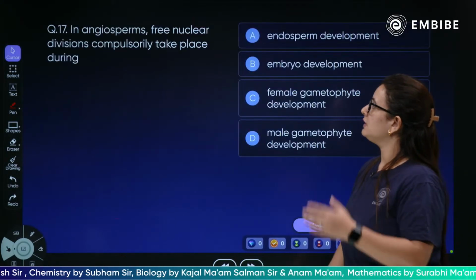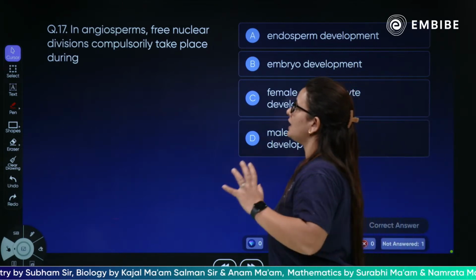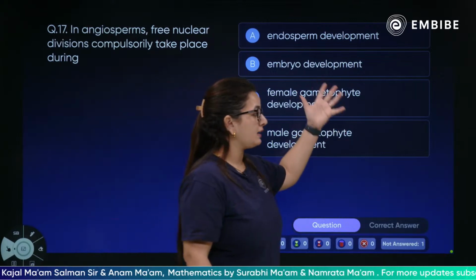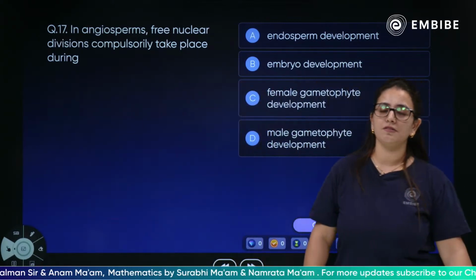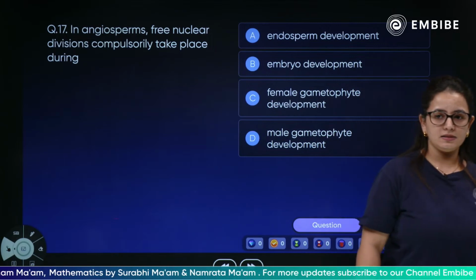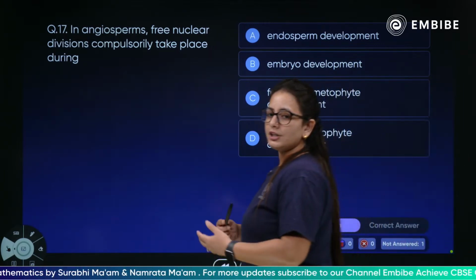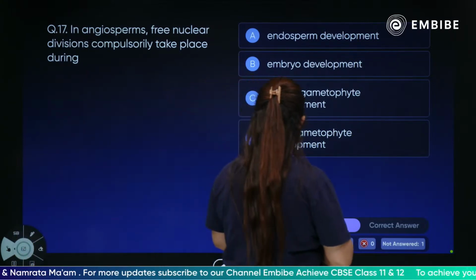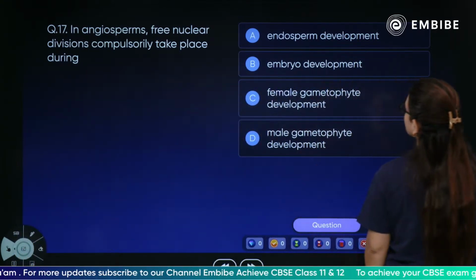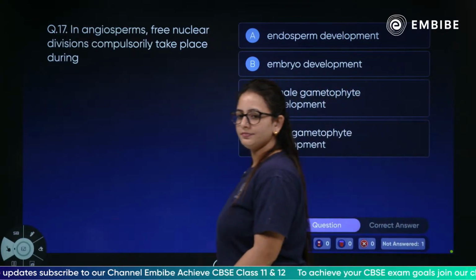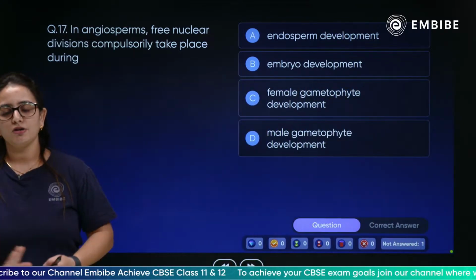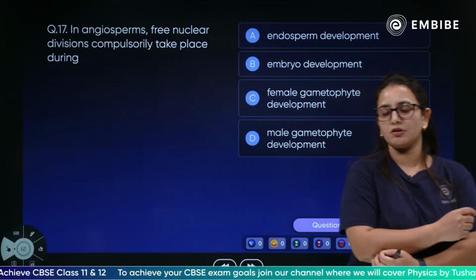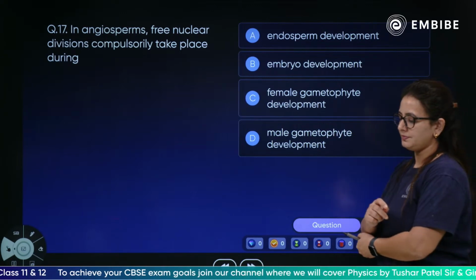Next question, children. In angiosperms, free nuclear division compulsorily takes place during what? During which part does the compulsory free nuclear division take place? Yes, quickly. Very simple question. Endosperm development, embryo development, female gametophyte development or male gametophyte development.